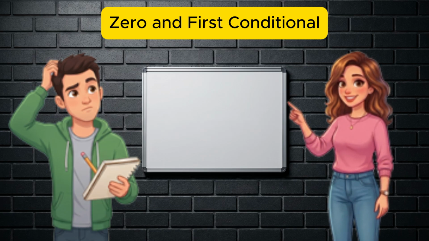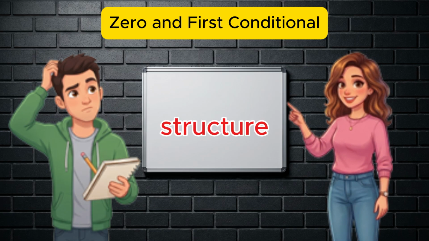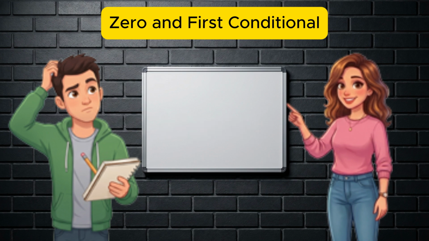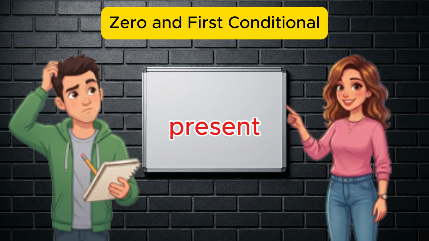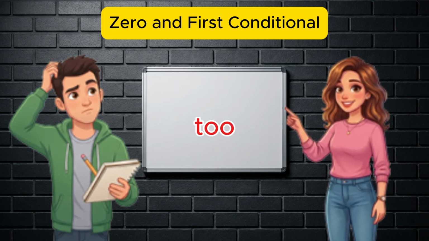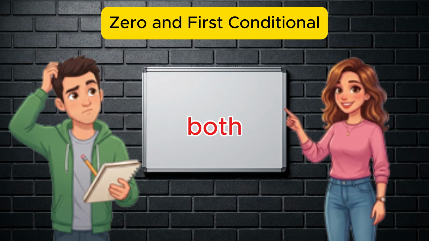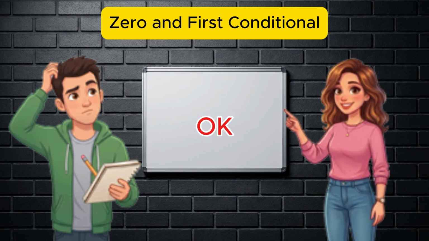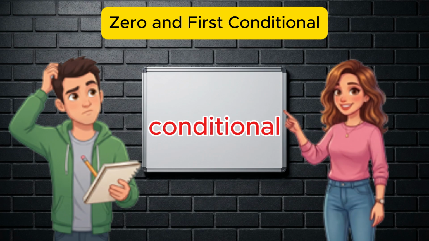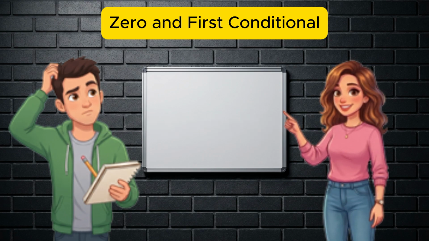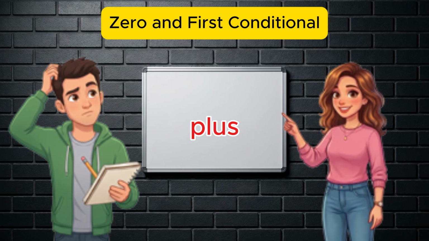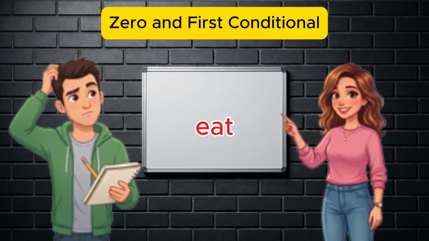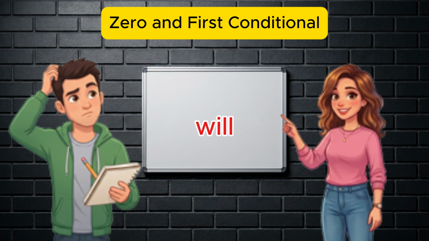But Amelia, sometimes I get confused with the grammar structure. Can you break it down again? Of course. Zero conditional. If plus present simple, comma, present simple. If I eat too much, I feel sick. Both verbs in present tense. Okay, and first conditional? First conditional. If plus present simple, comma, will plus base verb. If I eat too much tonight, I will feel sick.